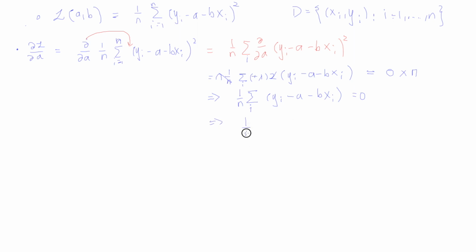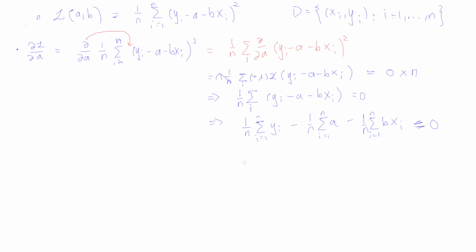Now let's just open the sum up a little bit. So this is 1 over n sum yi, minus 1 over n sum a, minus 1 over n sum b xi, where i equals 1 to n in each sum. And this is still going to be equal to 0.